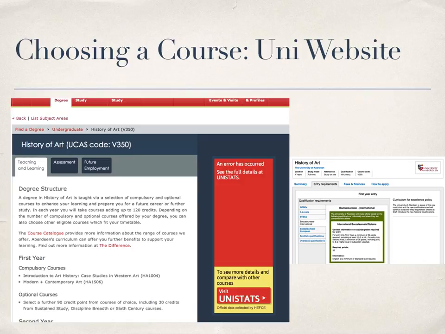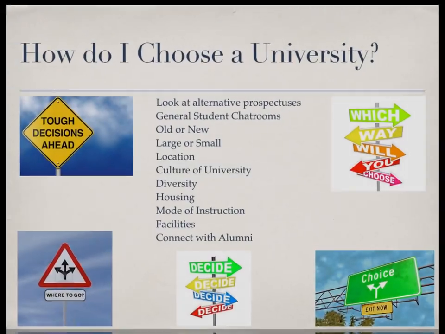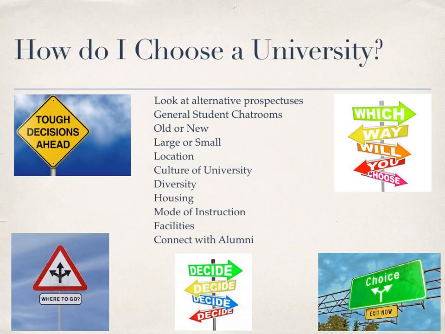Once students have chosen their course, they can then decide how they choose a university. And there are many, many different criteria that students will have, and these are just some of the ones that we think that they might consider.